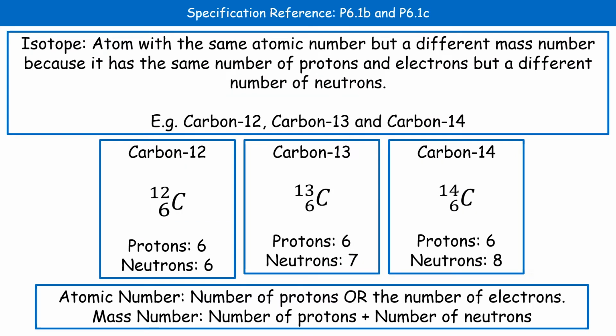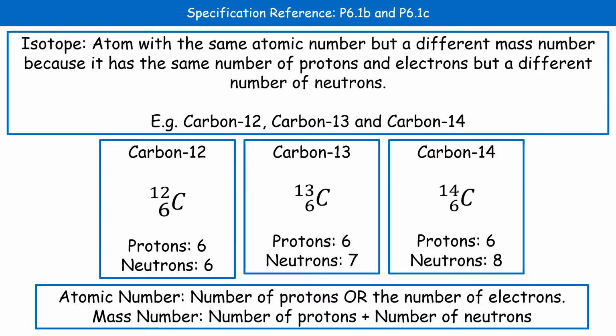We do have a familiar definition here as well. Isotope: an atom with the same atomic number but a different mass number, or it has the same number of protons and electrons but a different number of neutrons. So make sure you know the definition for isotope.